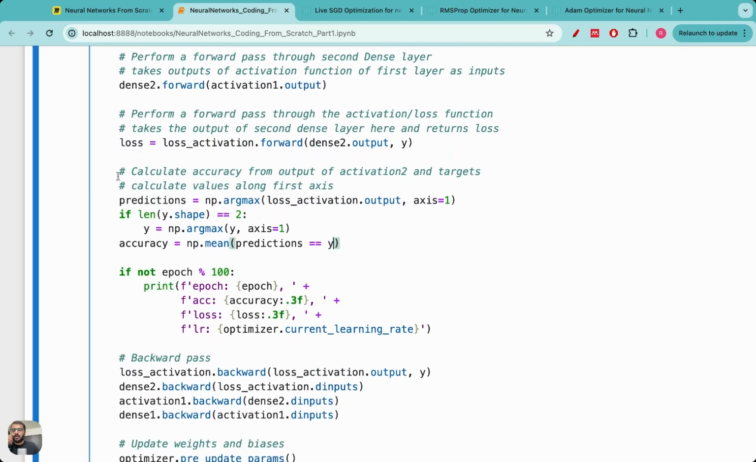In this part of the code, we are just printing out the epoch number, the accuracy, and the loss at every epoch. And remember, the learning rate is adapting.